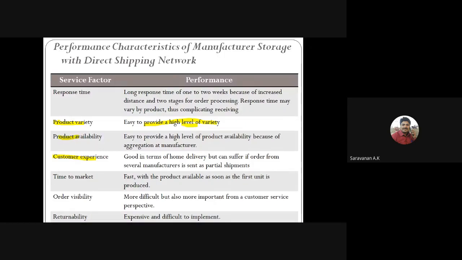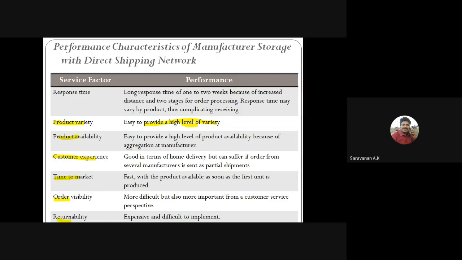Next, the time to market. The time to market is fast, with the product available as soon as the first unit is produced. Then the order visibility is more difficult, but it is important from the customer service perspective. Then the returnability is very expensive and difficult to implement. So these are the performance characteristics when the product is directly shipped from the manufacturer storage to the customers.